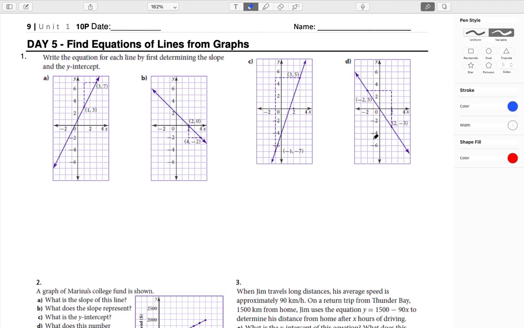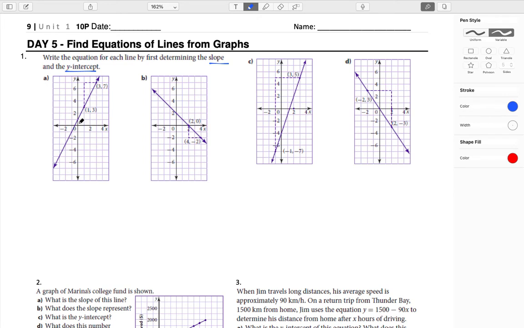Today we are working on day 5 and 6, and first of all, for day 5 we are going to tackle some of the word problems and be able to get an equation from a graph. Okay, so let's just do a quick warm-up for number 1A. It says write the equation for each line by determining the slope and y-intercept.